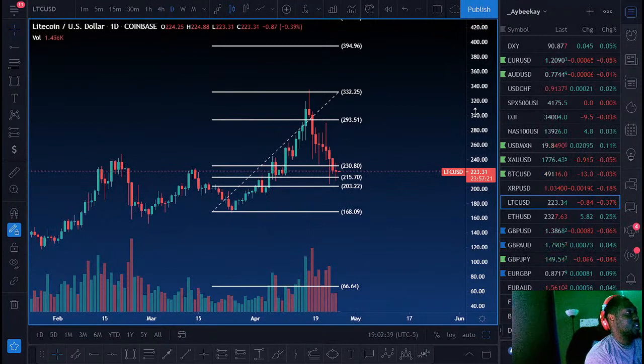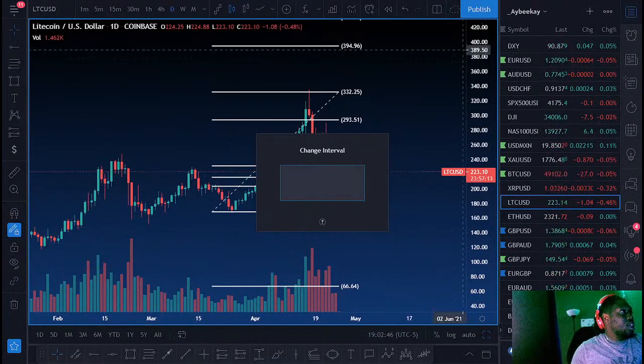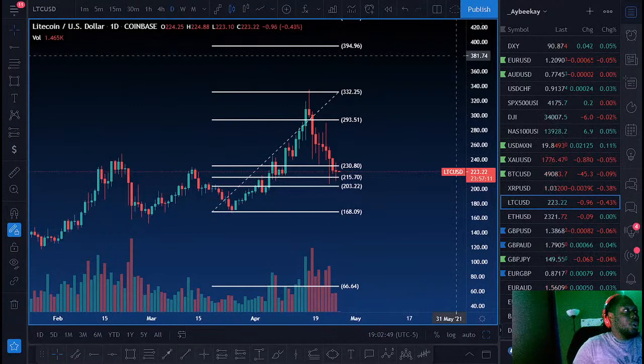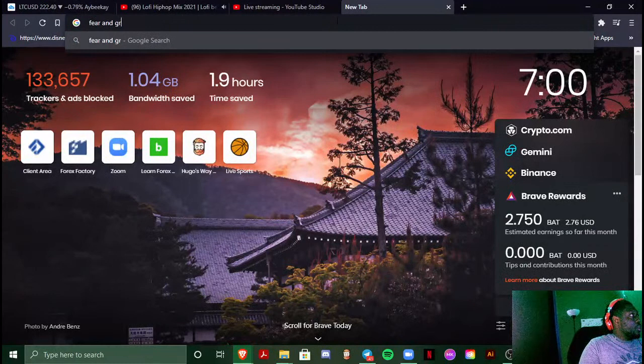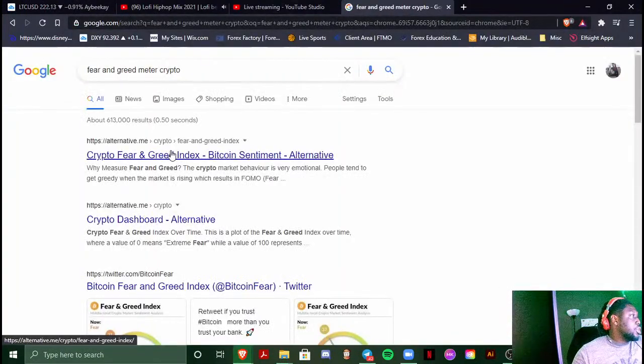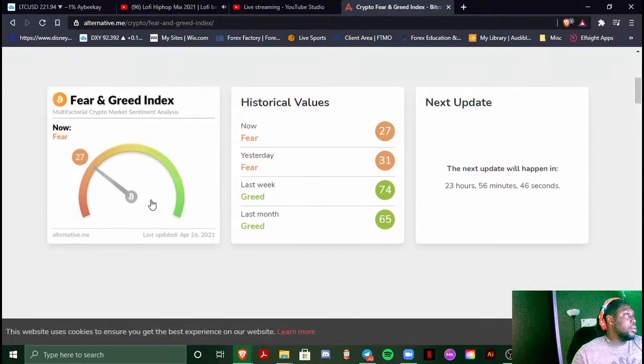I know Payton has shown a lot of those who watch his analysis the fear and greed meter, and right now it's pretty low. Let me see if I can even find one. Let me see if I can find a fear and greed meter here. Fear and greed meter crypto. Let's see what's up. So right now, boom, perfect.